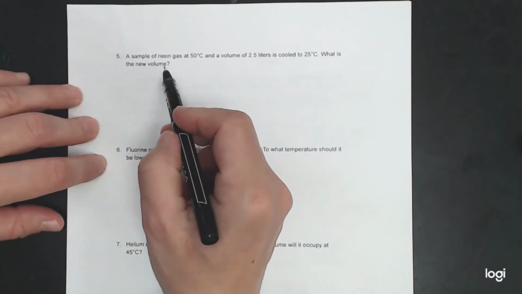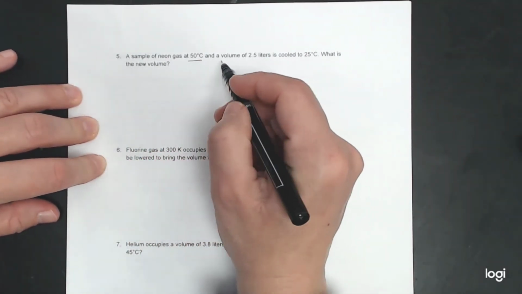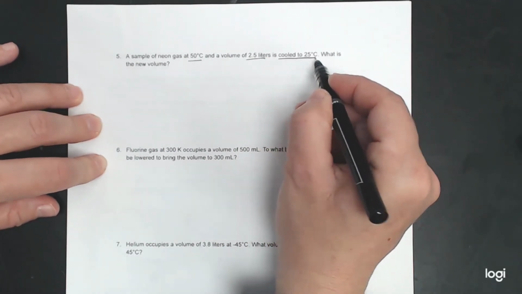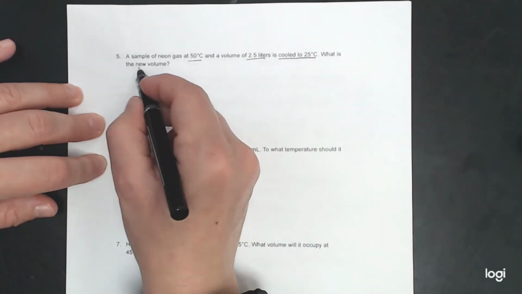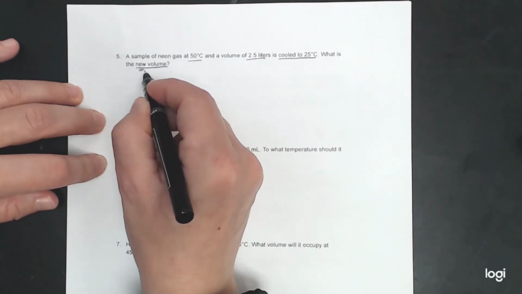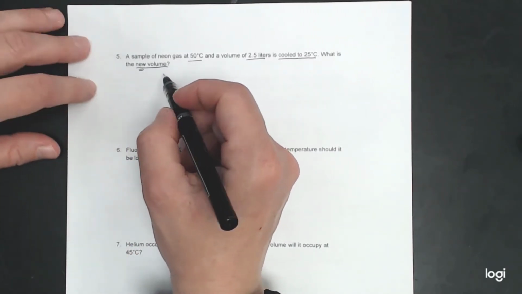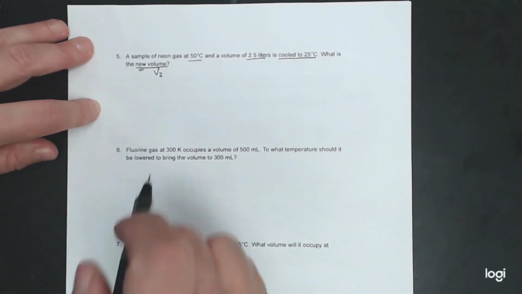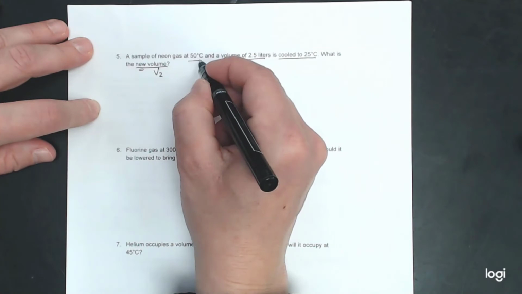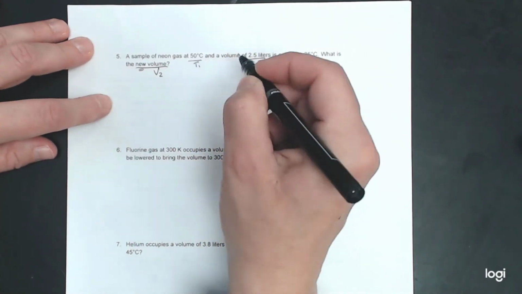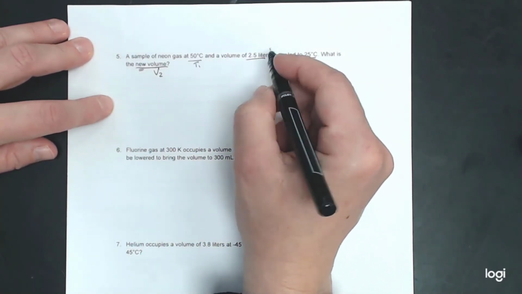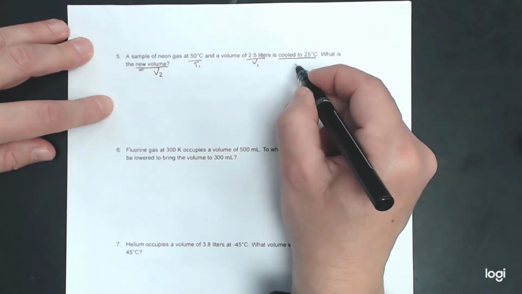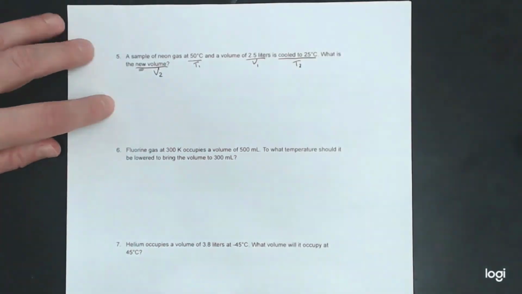All right, let's do number 5. It says a sample of neon gas at 50 degrees Celsius and a volume of 2.5 liters is cooled to 25 degrees Celsius. What is the new volume? All right, new volume, you guys, because of that word, we know that context-wise we're looking at a second volume, so that's going to be our V2. A sample of neon gas at 50 degrees Celsius, that's our T1, and a volume of 2.5 liters, that's going to be our V1, is cooled down to 25 degrees Celsius, that's going to be our T2.